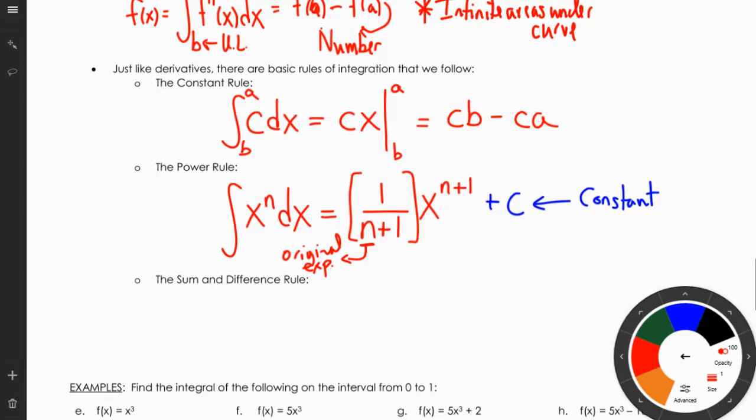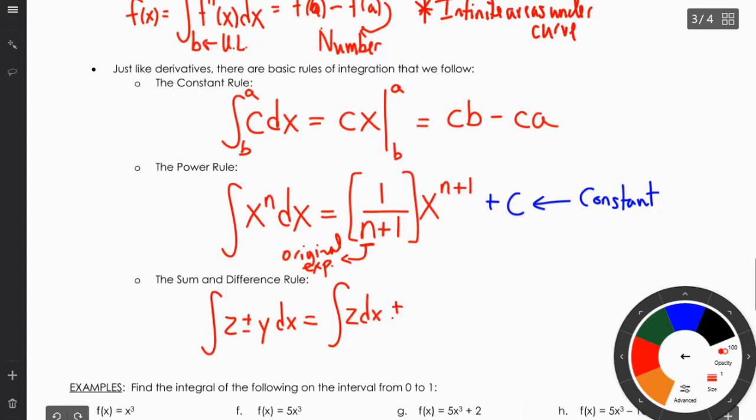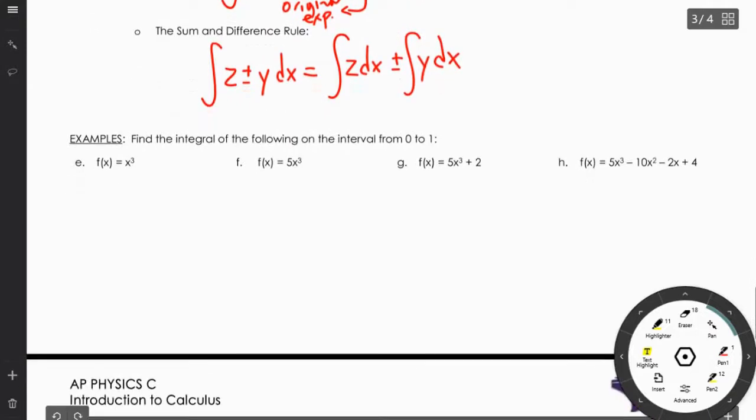Okay, and then the sum and difference rule. It's essentially the same thing as what we did before with the derivatives, where we can break this apart. So it's like we do the integral of z dx plus or minus the integral of y dx. Again, as you get used to these, you're going to do them in one shot. You're not going to break them up into 2 separate, 3 separate, 4 separate. But again, I like to say, crawl before you run. So you have to crawl, then you walk, and then you run. So this is kind of like the crawl step. But as you get used to it, you're going to go right into running, and you're just going to do them. Okay.